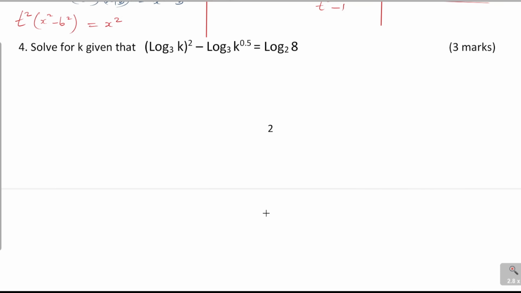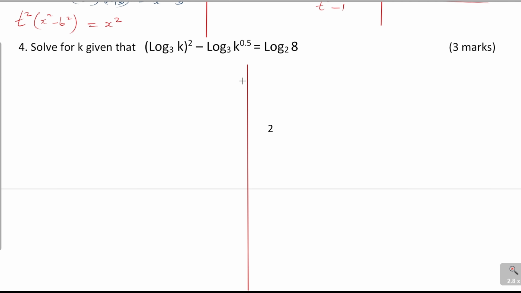Question 4. Solve for k, given that logarithm of k to the base of 3, squared, subtract the logarithm of k power 0.5 to the base of 3, is equal to logarithm of 8 to the base of 2. So you need to look at that equation carefully, and you also need to understand the basic laws of logarithms for you to solve this question. Those laws are very important.